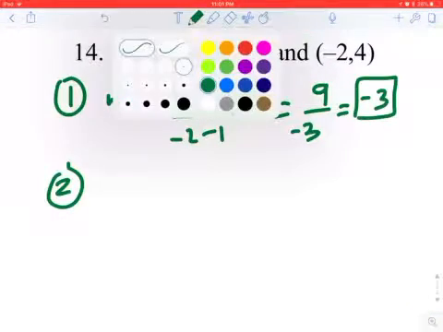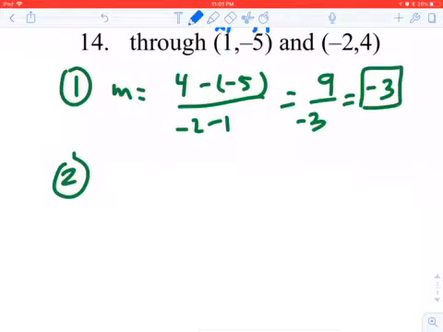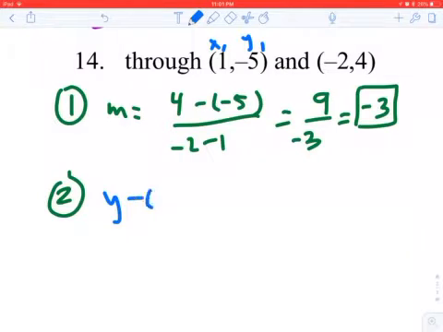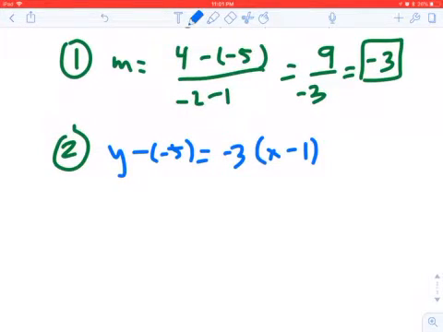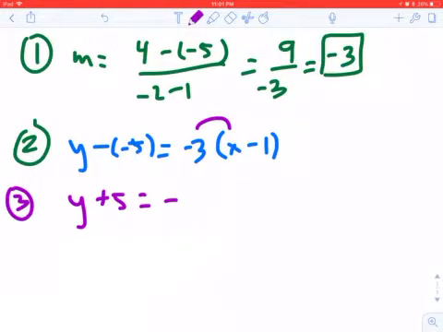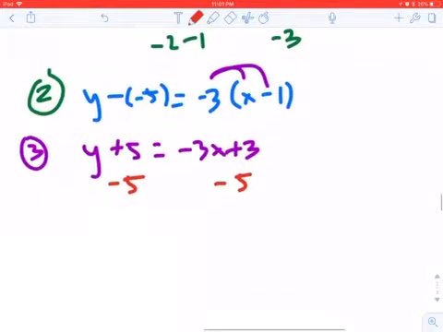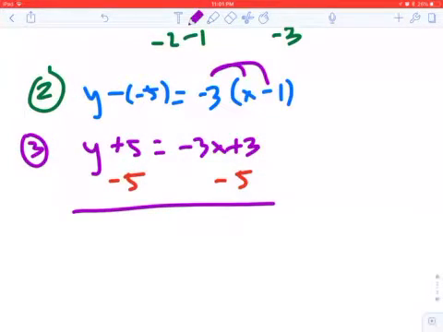Second step, call your x1 and y1. So y minus negative 5 is equal to negative 3 times x minus 1. So it becomes, third step, y plus 5 is equal to negative 3x plus 3. Then minus 5 to both sides. So I get y is equal to negative 3x minus 2.